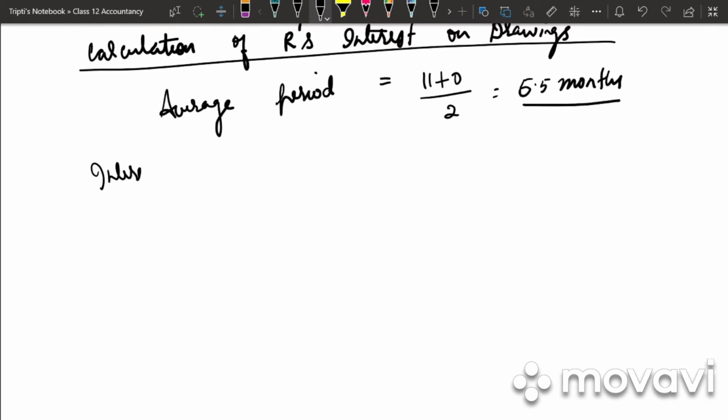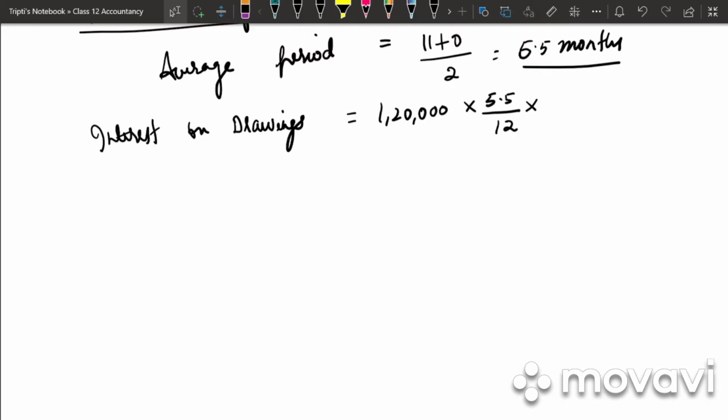So next, what will be the interest on drawings? How much was the total amount withdrawn? It was 10,000 per month. So for 12 months it will be 1,20,000 into 5.5 divided by 12 into how much percentage? 12. So 12 by 100. So we get the amount as 6,600.